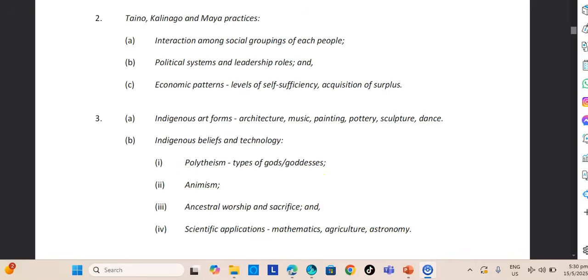Now, polytheism. Indigenous people like the Tainos, Kalinago, and the Maya were polytheistic. They believed in many gods. These gods controlled different parts of nature and life. Example, sun, rain, war, fertility. Types of gods and goddesses: nature gods. They had war gods. They had fertility and harvest gods. They also worshiped death and underworld gods.